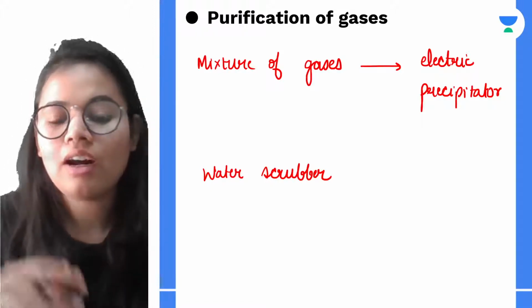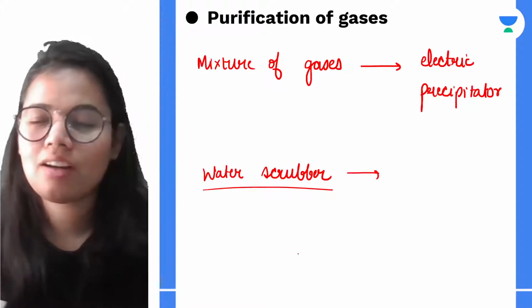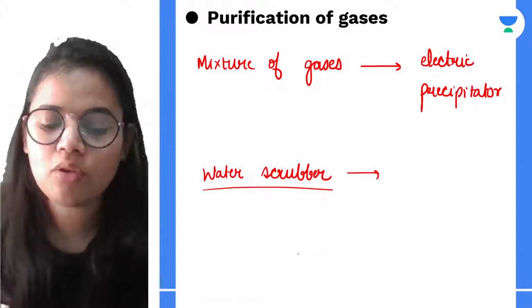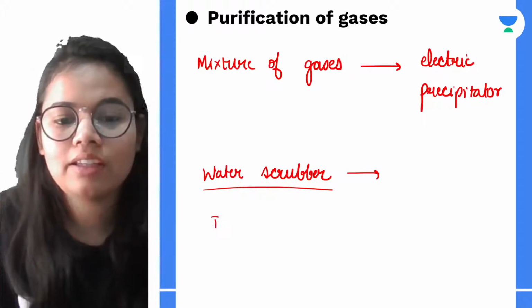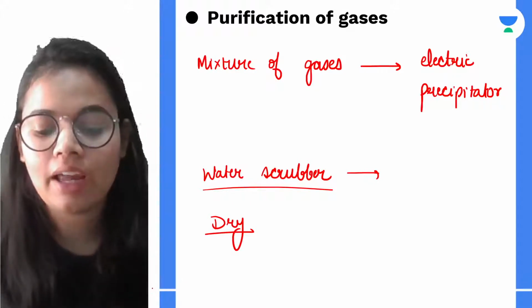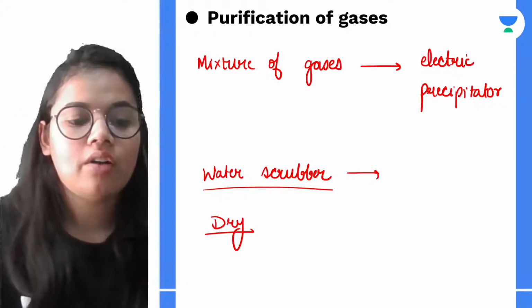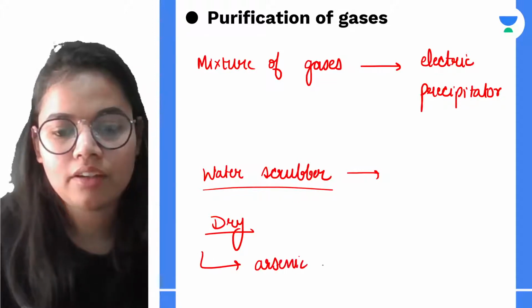In the water scrubber, whatever dust particles are by chance still left are removed. After this, the mixture goes for drying. And at the last it goes for the arsenic purifier.